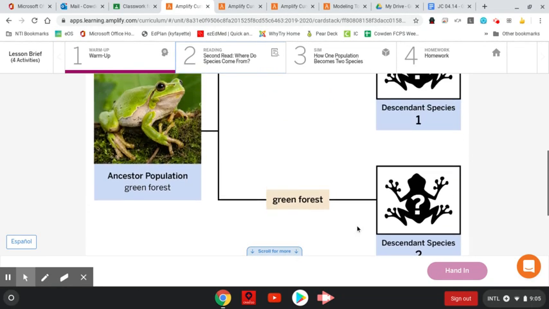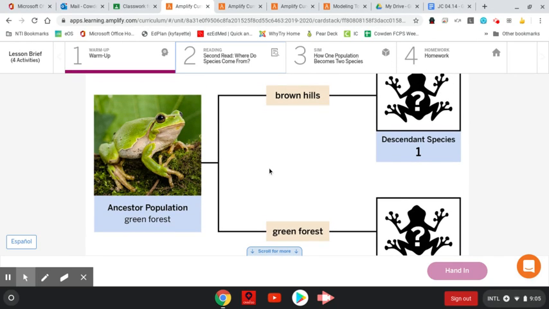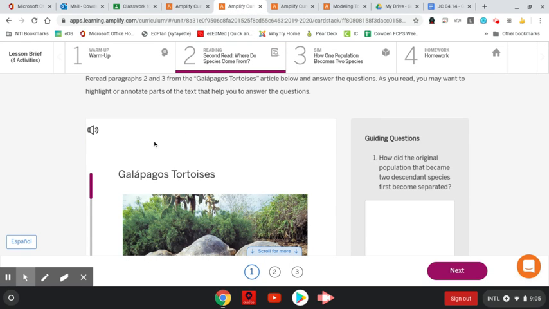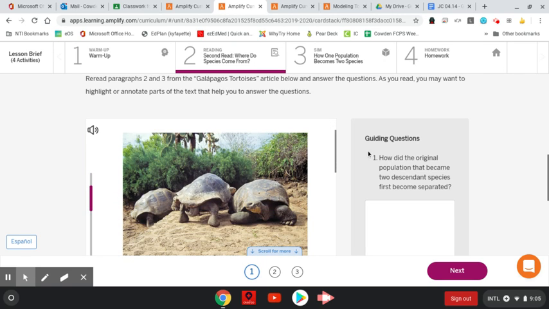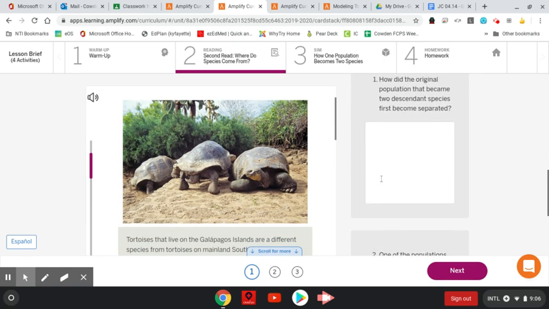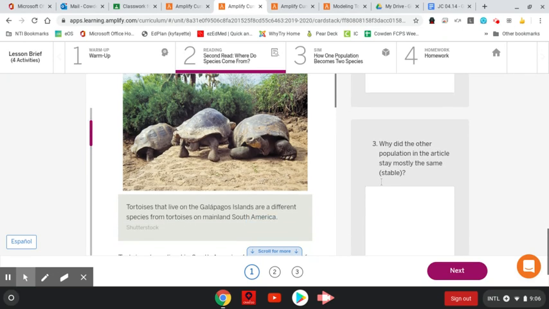The next part is she wants you to explain your reasoning. So why would that group of frogs change? You got to think about the one that lives in a different environment, a different place than the Green Forest. The second part she has you doing is rereading the article Galapagos Turtles, which we read yesterday. And she has a few guiding questions over here on the side.